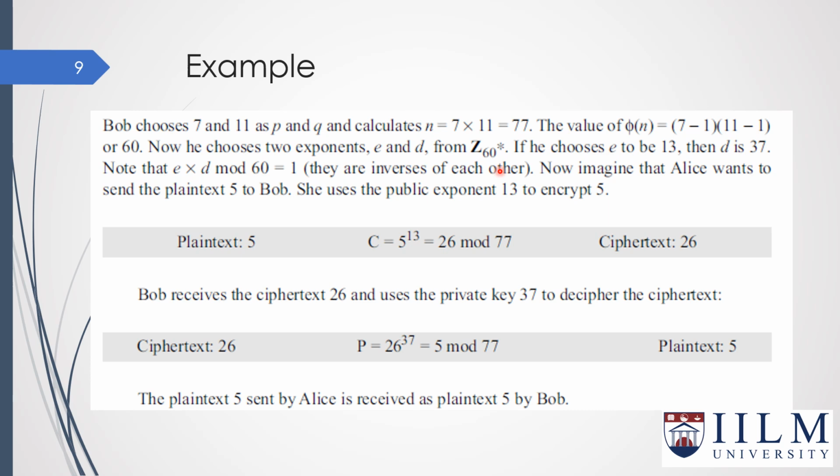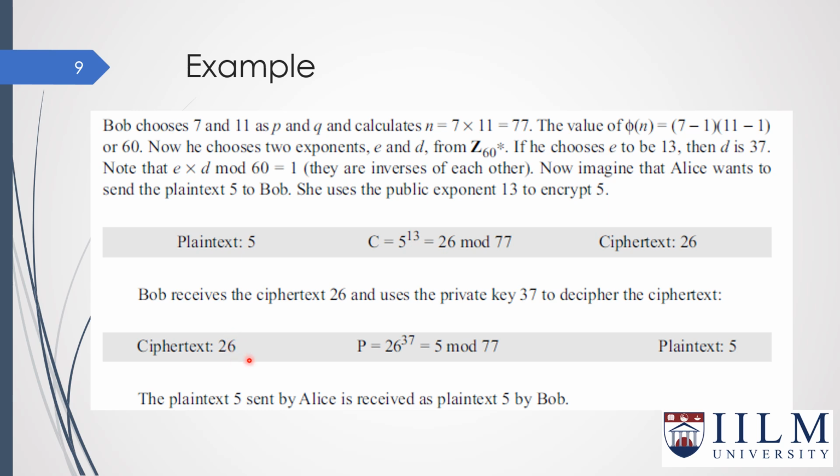Now imagine Alice wants to send the plaintext 5 to Bob. She uses the public exponent 13 to encrypt 5. So plaintext 5 is there, and 5 to the power 13 equals 26 mod 77. The ciphertext would be 26. Bob received the ciphertext 26 and uses the private key 37 to decipher the text.